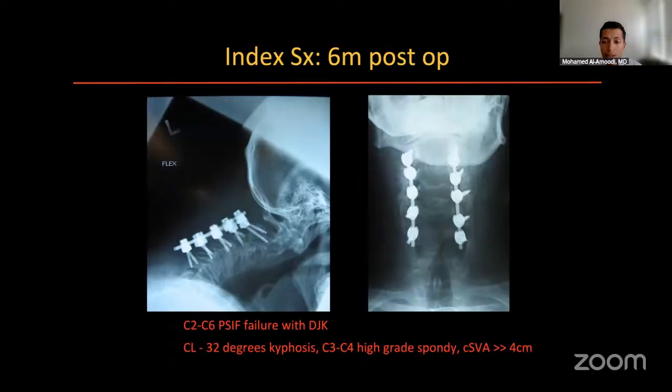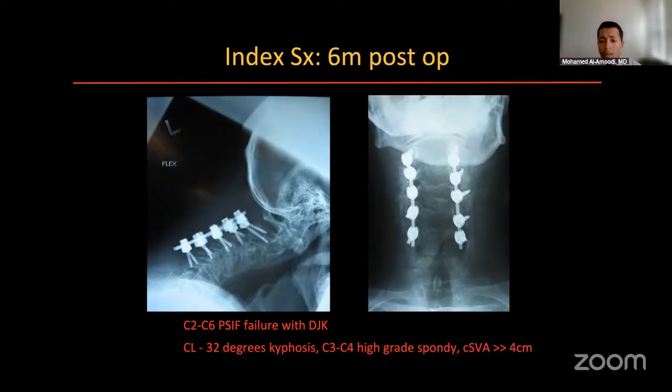So these are the repeat X-rays at 6 months, and you can see that this patient went on to develop distal junctional kyphosis at the level just distal from where the construct was made. And she went on to develop 32 degrees of kyphosis now. It's much worse than where she was preoperatively. Even in flexion position, this is significantly increased. And her spondy remains high grade, and her cervical SVA, as I measured, was about 6 centimeters. So quite elevated. Significant derangement in her quality of life. So this patient was quite unhappy.